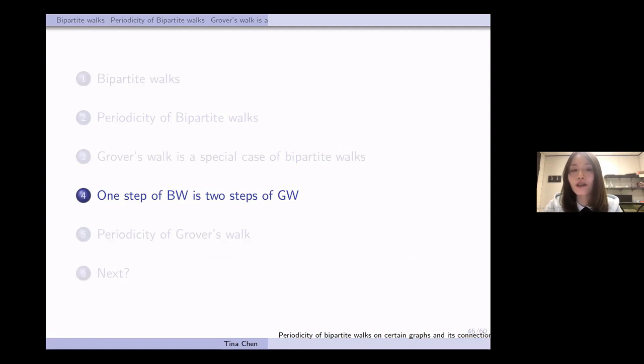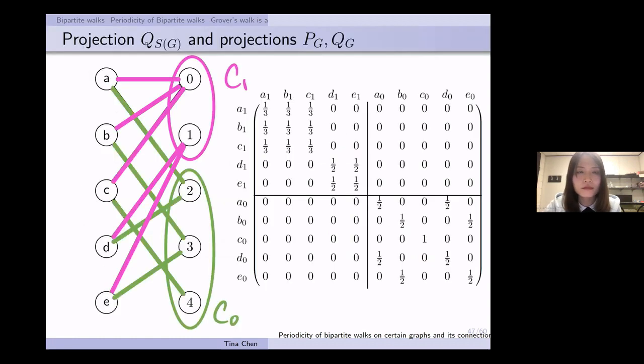Okay, so now I'm going to show you that one step of your bipartite walk gives you two steps of your Grover walk. To see that, since I already showed you that the Grover walk on a graph is the same as the bipartite walk defined over a subdivision graph, now I'm going to show you a connection between the subdivision graph and its original graph. When you define the projections on your subdivision graph on this color class, vertices 0 and 1 belong to the same color class of your original graph G, and vertices 3, 2, 3, 4 are going to be the other color class of your original graph G.